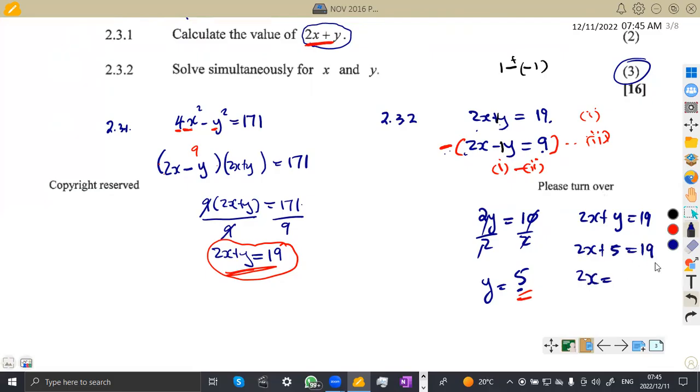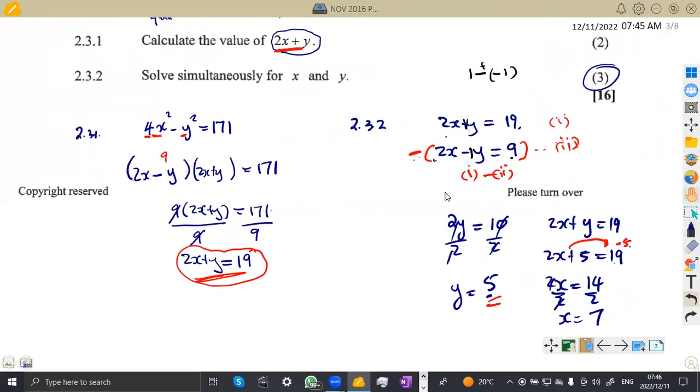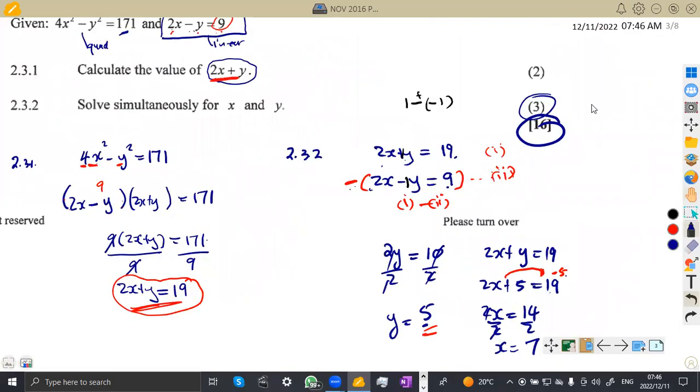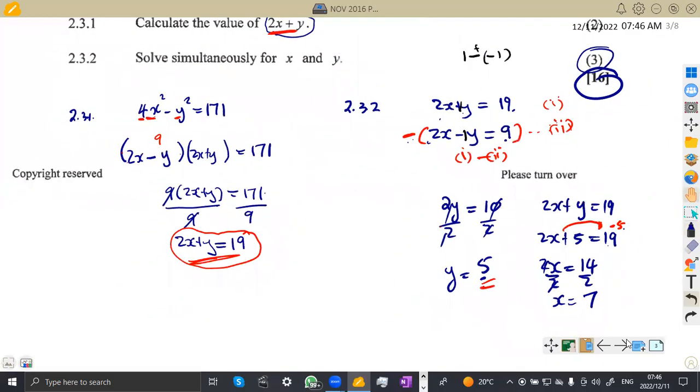So 2x is equal to, we can transpose 5 to the other side of the equation, that's negative 5. So 19 minus 5, which is 14, divide by 2 both sides, x is going to be equal to 7. All right, so these are the values that you are going to obtain. The value of x, which is 7, the value of y, which is 5. So that was actually question number 2, carrying 16 marks, which is a lot. So that's actually a lot, guys. We have to revise as much as we can.